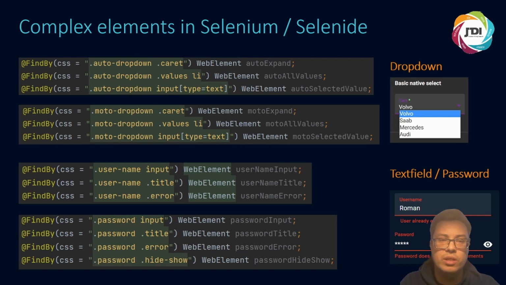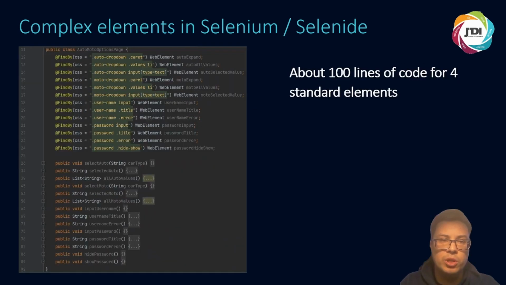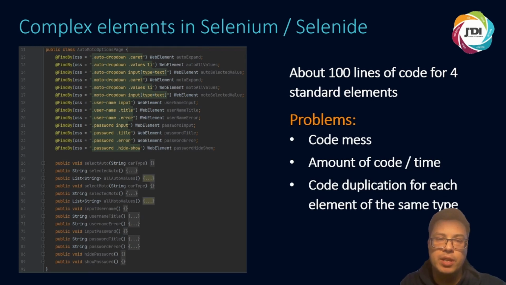But this is not all that we must describe in the page object. We also need to write the actions for these elements. And as a result, just for 4 simple elements, we need to write about 100 lines of code. But the main problem here is not only the amount of code, but the mess that appears in the page object. It is not really clear which web elements and actions are linked to the real UI element. And because of code duplication, it is really hard to maintain such page objects.